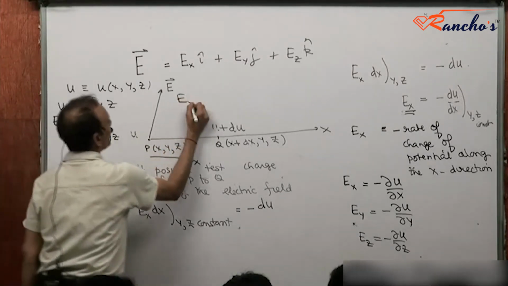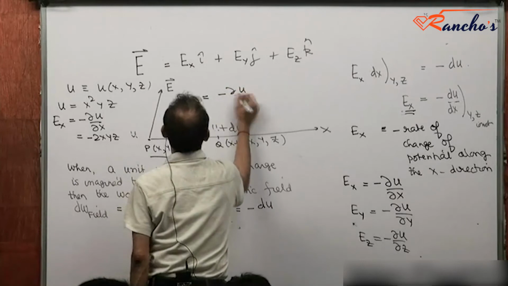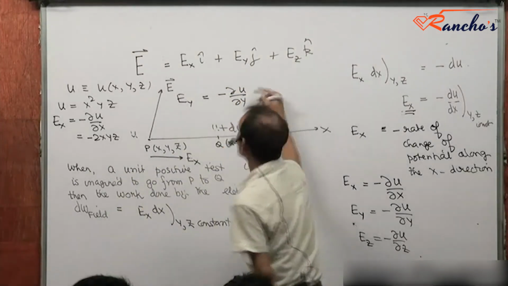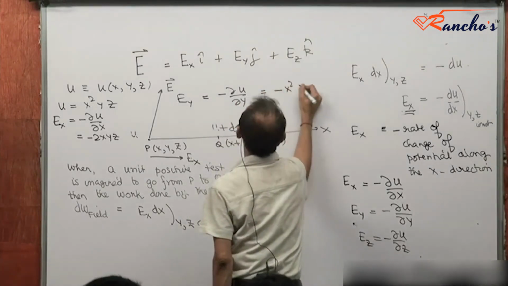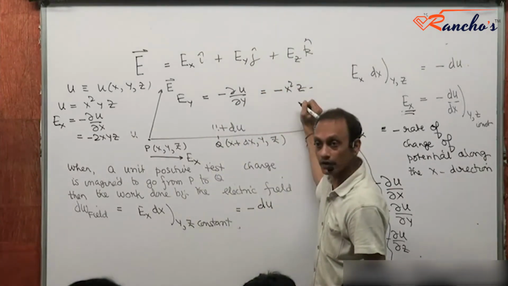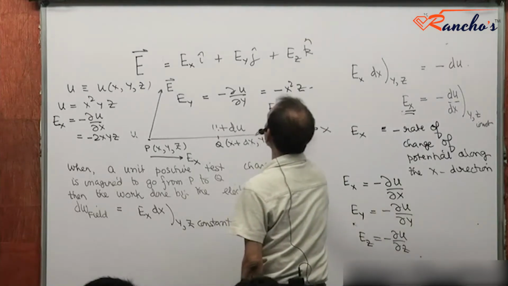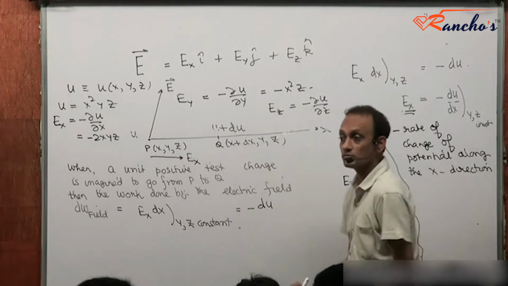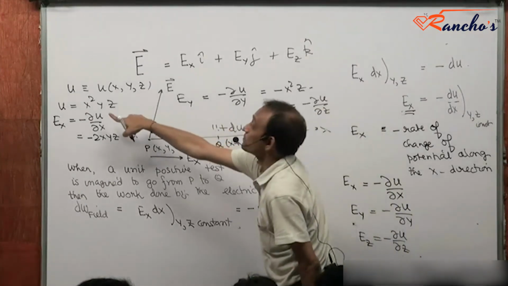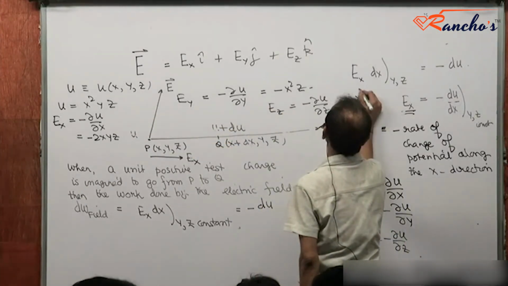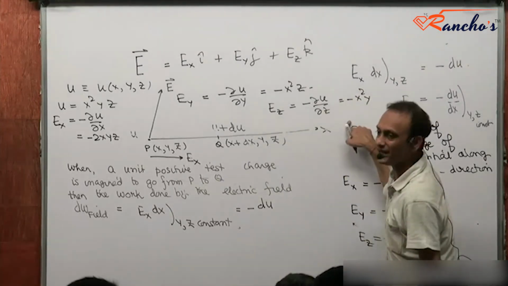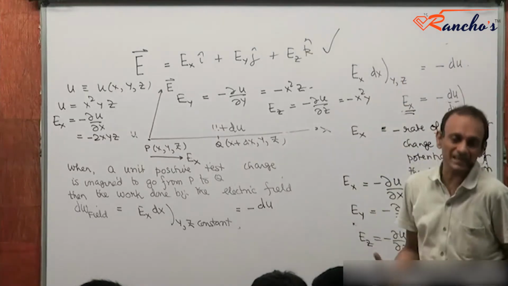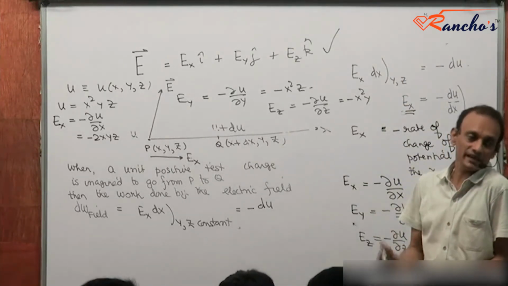What is the electric field in the y direction? Negative of the rate of change of potential in the y direction. That means differentiate u with respect to y, keeping x and z constant. What will that be? Minus x square z. And then the electric field component in the z direction would be what? Negative of the rate of change of potential in the z direction, which is minus x square y. Now look, Ex, Ey, Ez you know? Plug into this, you'll get the electric field vector at any x, y, z.